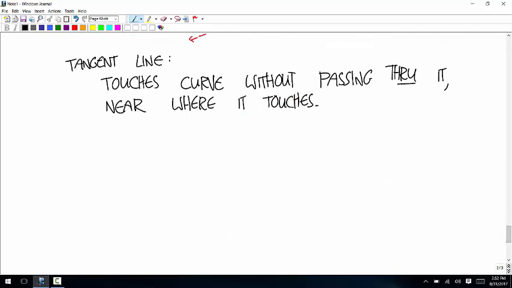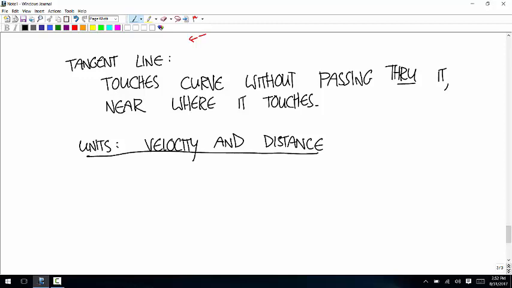So let's talk about units. These are the units for velocity. This is average velocity and instantaneous velocity and distance. So the units are always a unit of length divided by a unit of time. And that means that in SI units, it's meters per second.